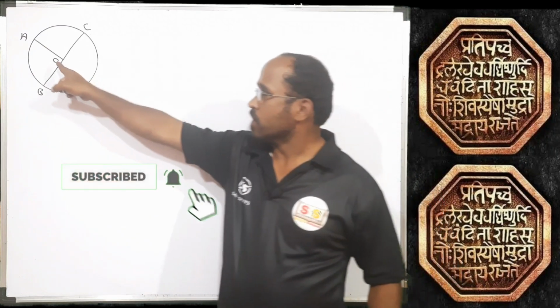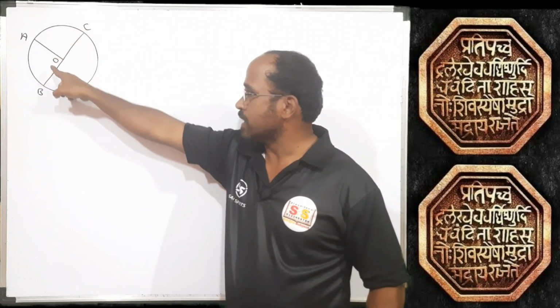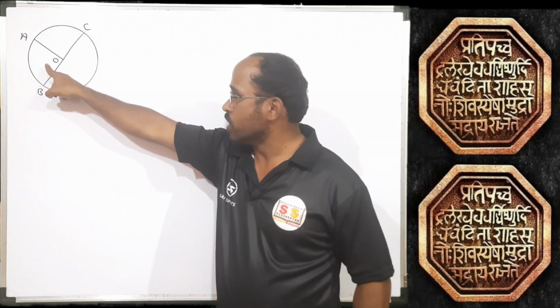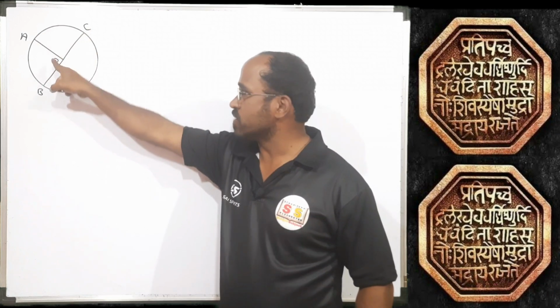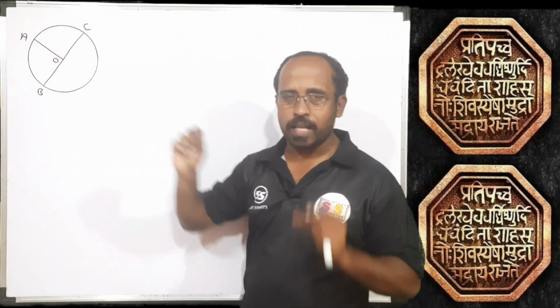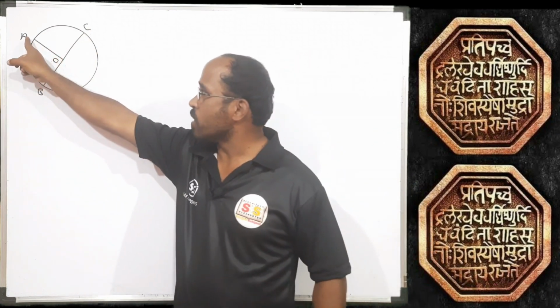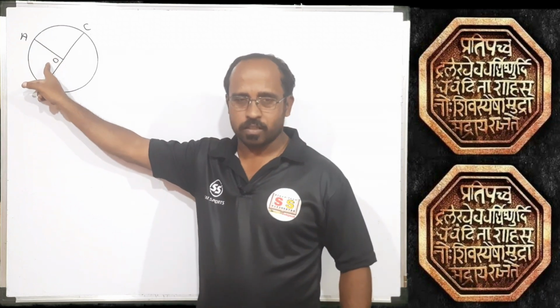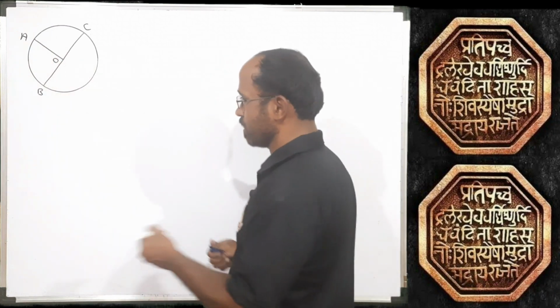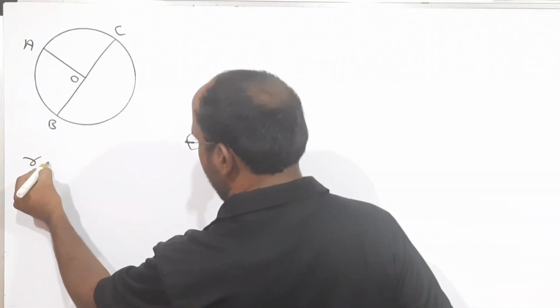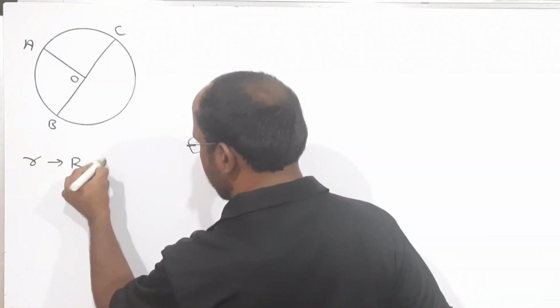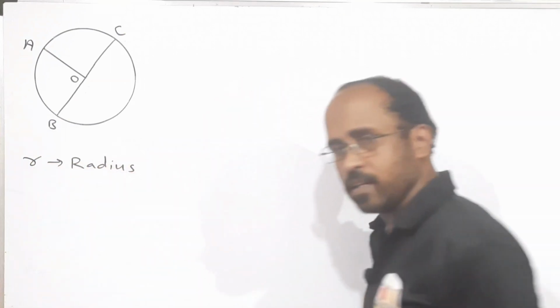For example, suppose one circle is there with a center of the circle. So consider this is a circle with center O, and a line segment which is joining this boundary and the center of the circle is called as radius, right? Which is denoted as R. R stands for radius. Clear?